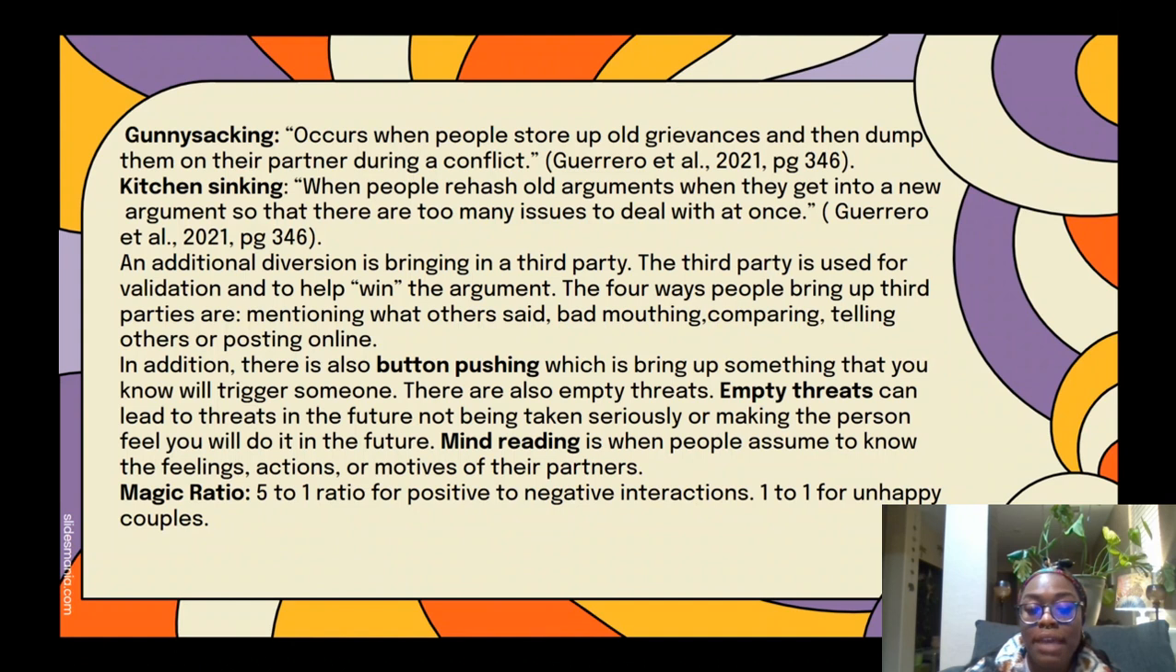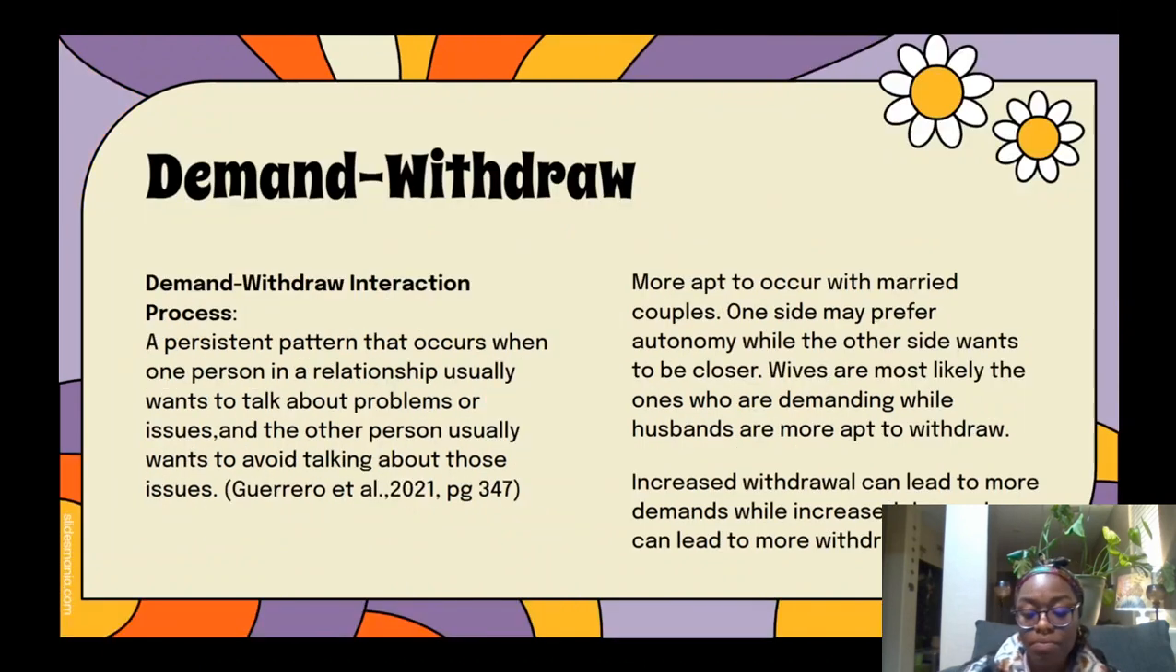And then there is mind reading, which is when people assume to know the feelings of others or their actions or their motives, so jumping to conclusions. And then there is such a thing as a magic ratio, which for positive or more satisfied couples is a 5-to-1 ratio of positive to negative interactions. And for unhappy couples, it is going to be a 1-to-1 ratio.